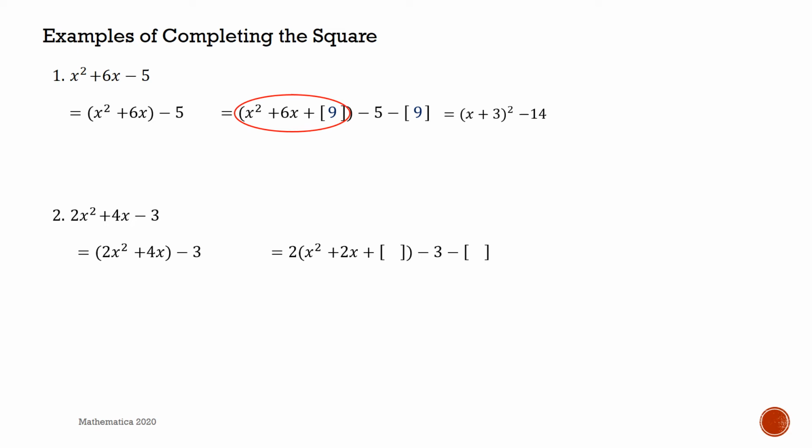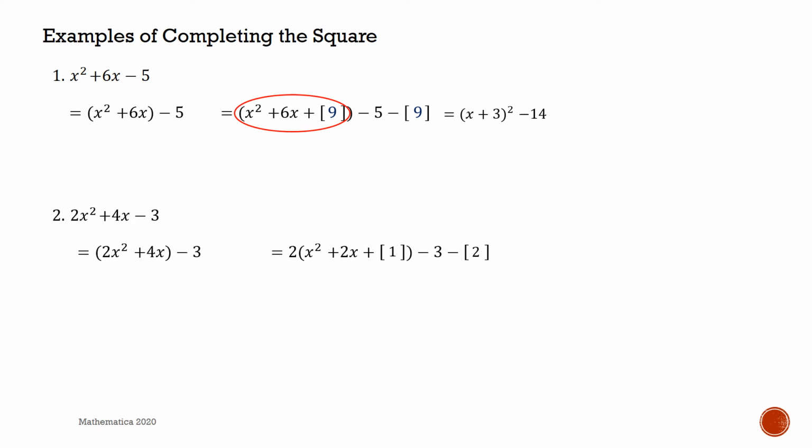However, this one's a little bit different. Remember that we're trying to add 0 to every equation. So the first bracket, what I'm going to do is simply take half of 2. Half of 2 is 1, square 1, and I get 1. However, what I'm going to do is actually subtract 2.